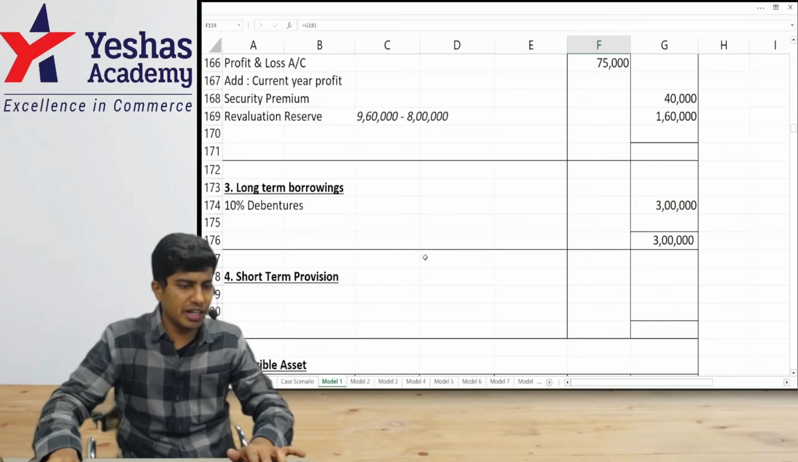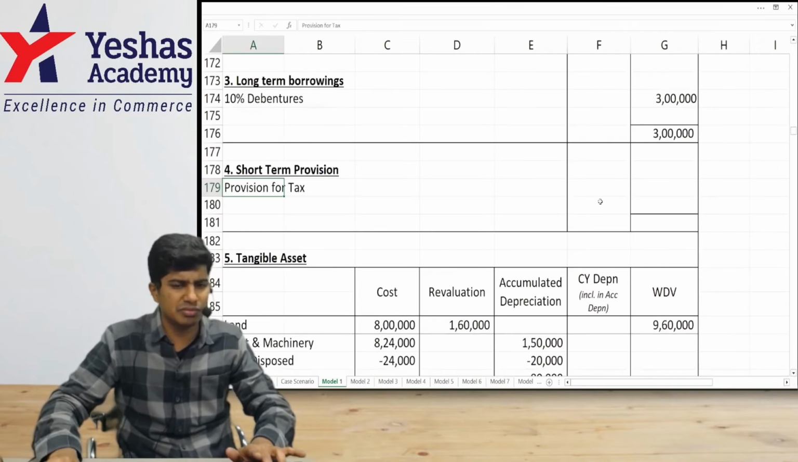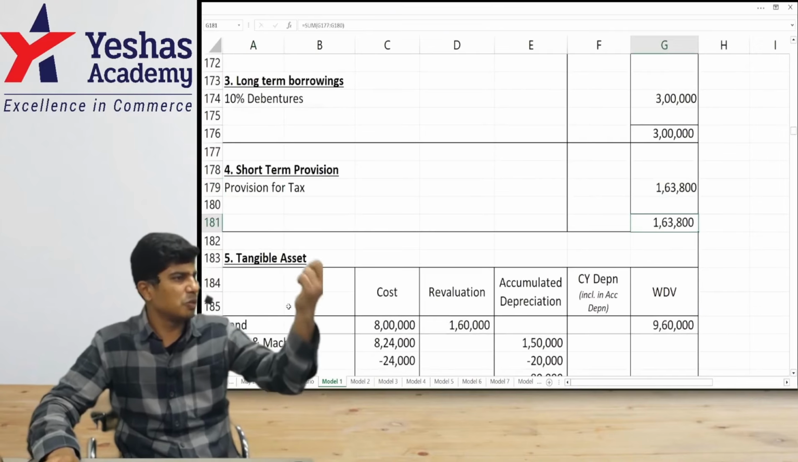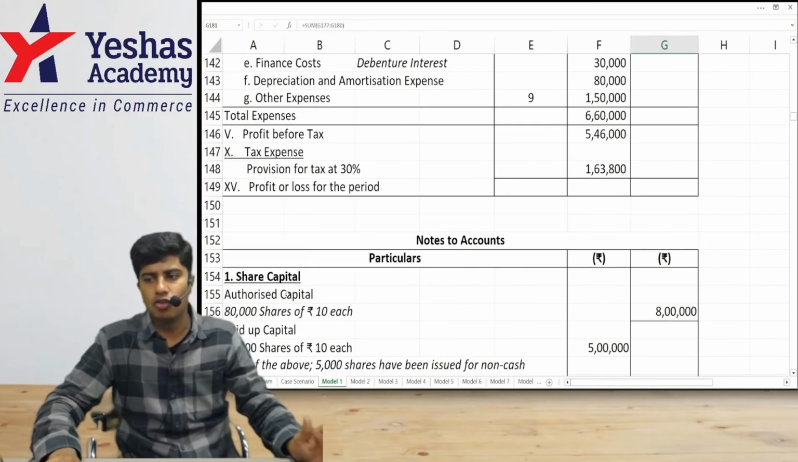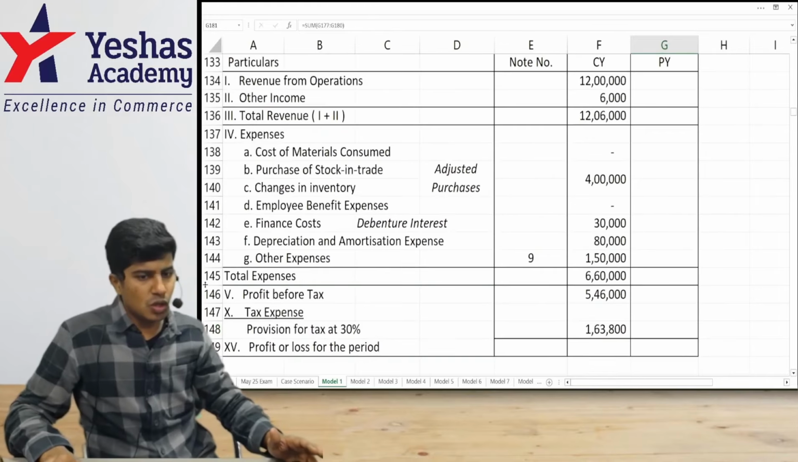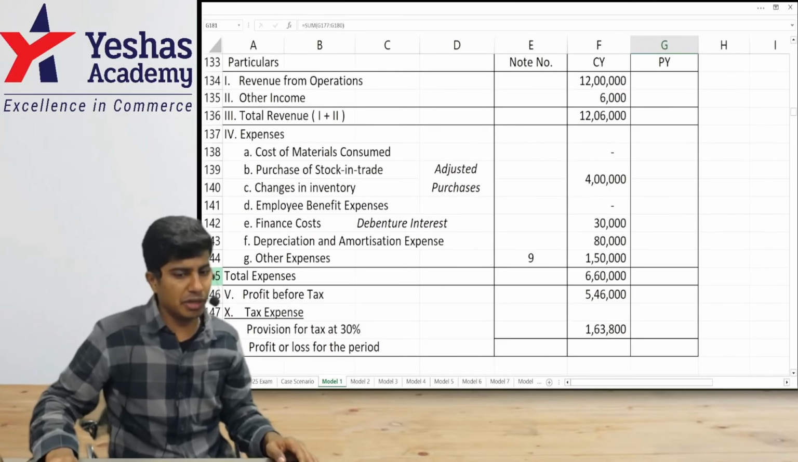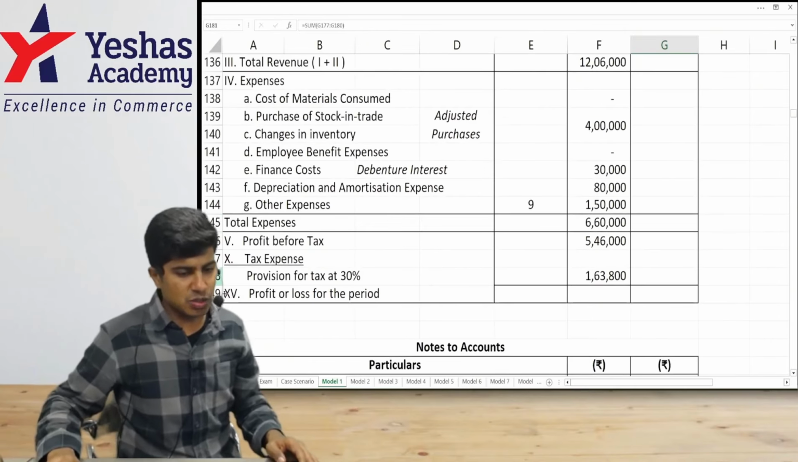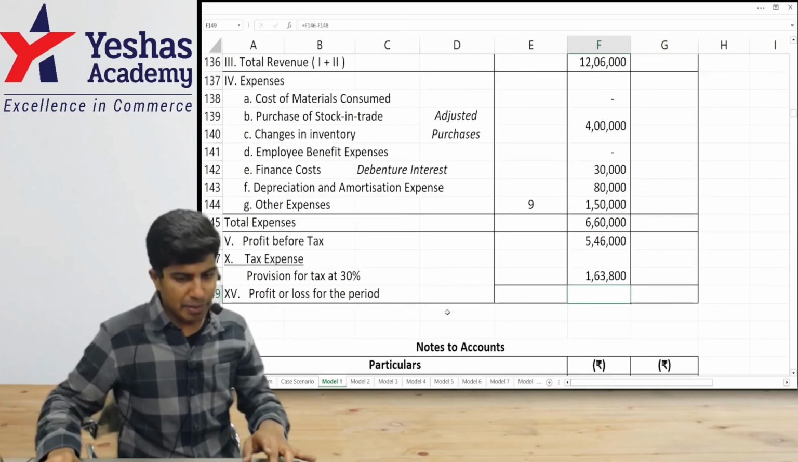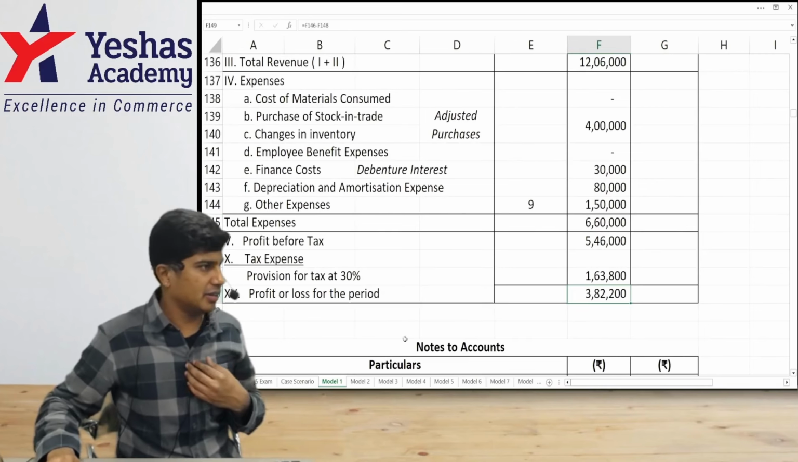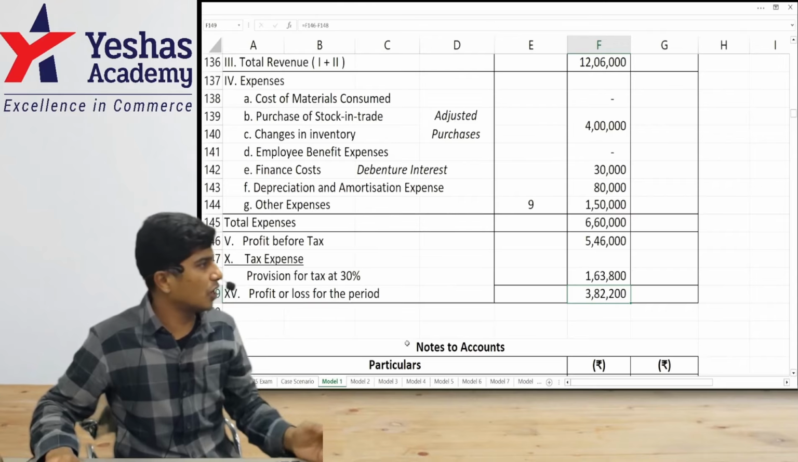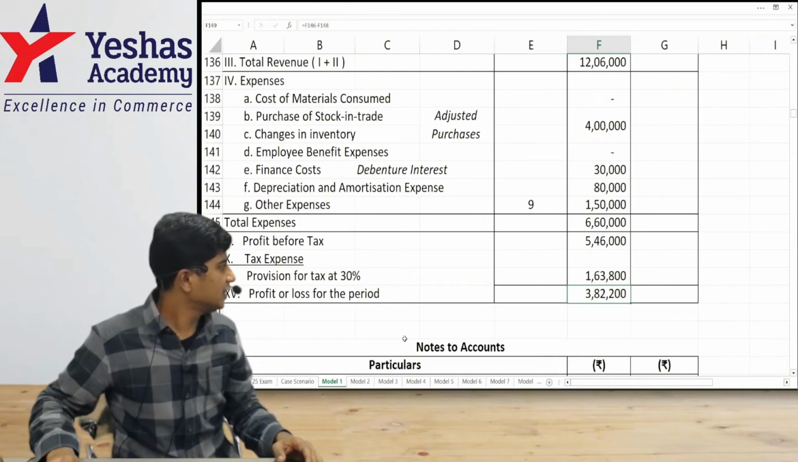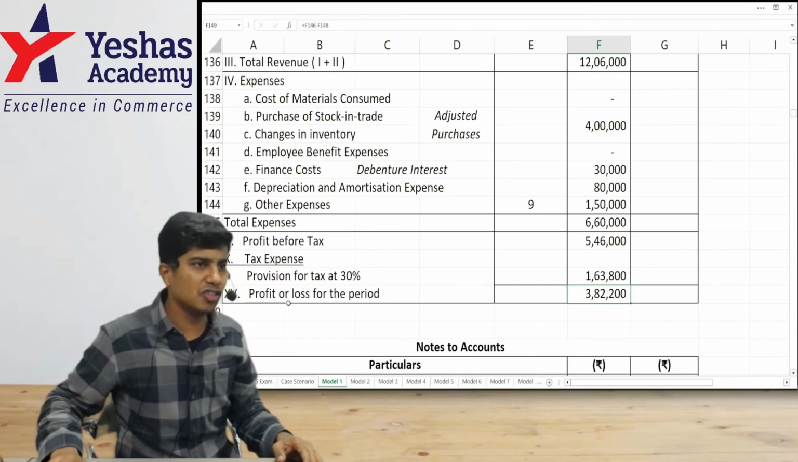If you want, you can write it in one note to accounts here. Take the total and then post also. Not required, but if you want, you can do it. There will be no marks cut for not doing short-term provisions. 163,800 done. Now determine the profit. 546 minus 163,800. Tax, don't add it. Government will not give tax to you. Yeah, that stage has not yet come. 3 lakh 82,200 is profit or loss for the period.